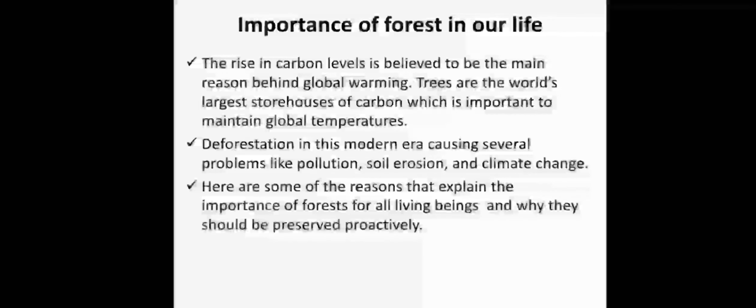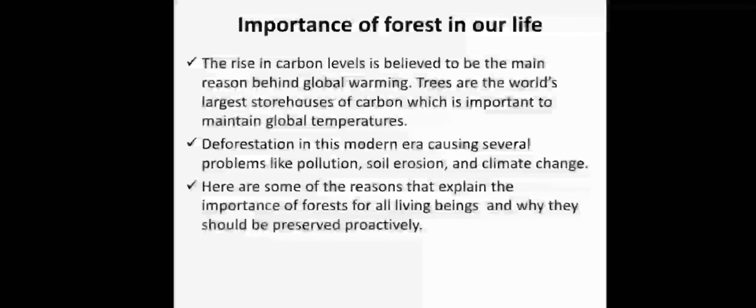Deforestation in this modern era is causing several problems like pollution, soil erosion and climate change. Here are some reasons that explain the importance of forest for all living beings, and why they should be protected. What is the importance of forest? Forests are natural habitat to many animals. The trees supply oxygen to the atmosphere.